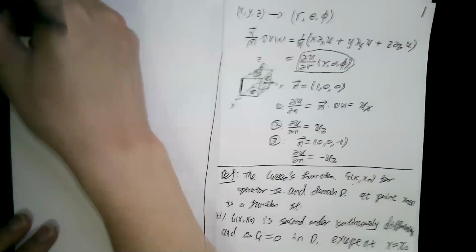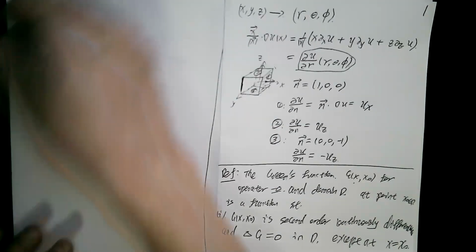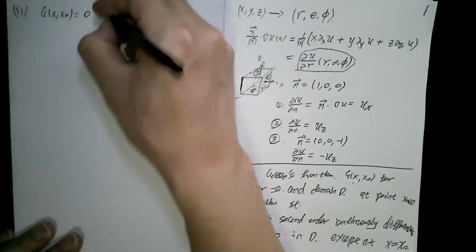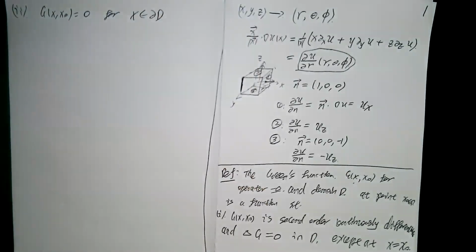Moreover, as we said, it will have the corresponding good boundary condition. For any boundary point, the Green's function has to equal 0. Okay, so that it will not confuse you. On the boundary, this G should equal 0.